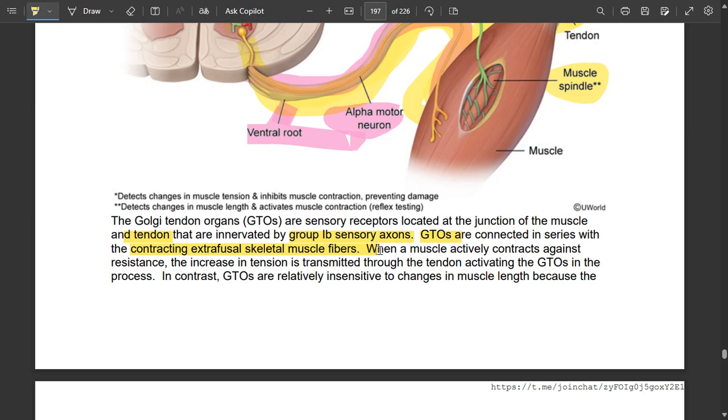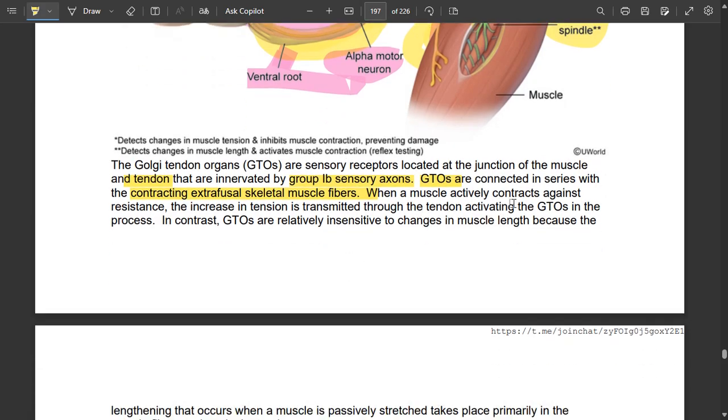When a muscle actively contracts against resistance, the increase in tension is transmitted to the tendon, activating the GTOs in the process. In contrast, GTOs are relatively insensitive to change in muscle length.